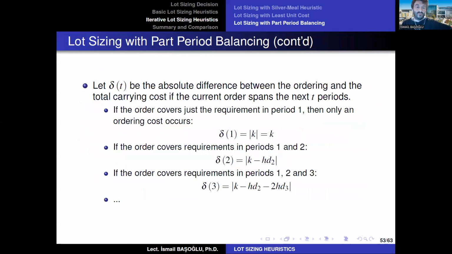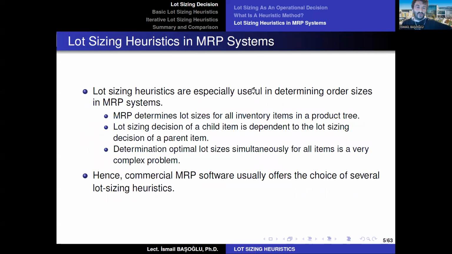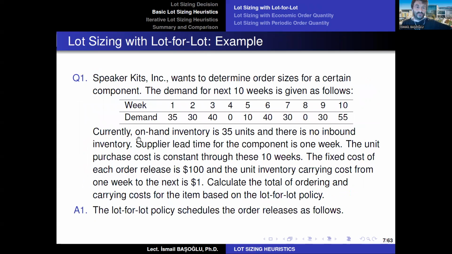Now, please be careful. I'm just going to come back to the first example that I have mentioned. We have a demand profile here, and we have said that the current on-hand inventory is 35 units. You see this 35 units is always meeting the demand of the first period, and we were not considering the first period in any solution that we have performed so far.